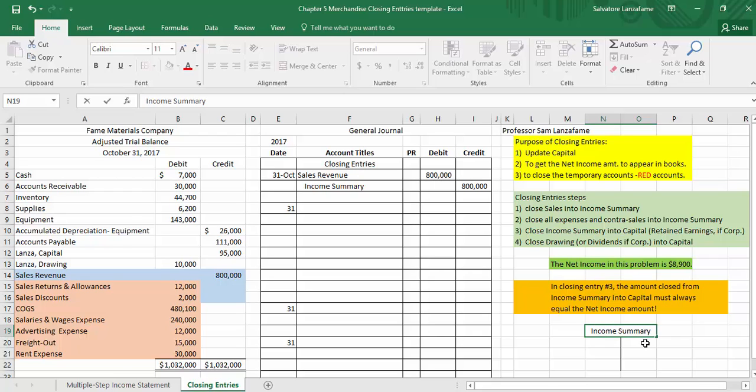Okay, so we'll just track the activity of income summary. This will help us tremendously when we get to closing entry number 3. So keep that in mind as we go further along.